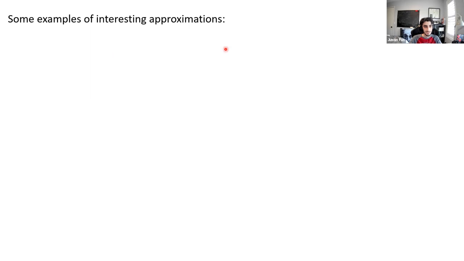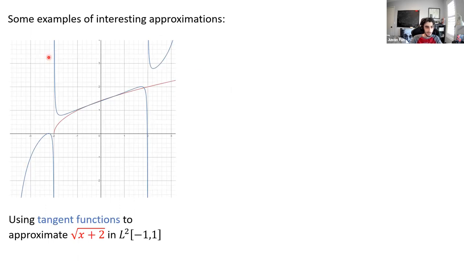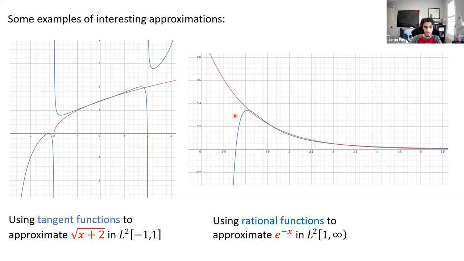So to end off, here are some super cool, I find, approximations you can do. Here in Desmos, I've approximated the square root function in red using a bunch of tangent functions. I've taken some tangent functions, made sure they're an orthonormal basis, or at least an orthonormal set, and I've approximated square root of x plus 2 on negative 1 to 1. So that's quite cool, I find. And I've also approximated e to the negative x, an exponential, with a sum of rational functions in blue. This is in the space big L2 from 1 to infinity. So notice it actually gets quite good beyond the number 1. Good luck getting Taylor to do that.